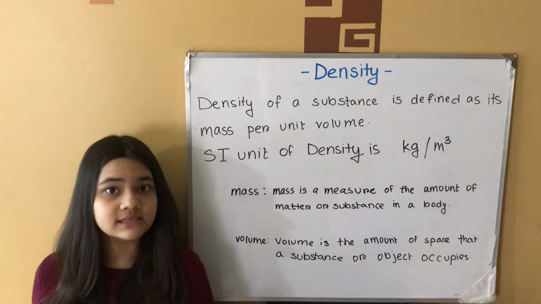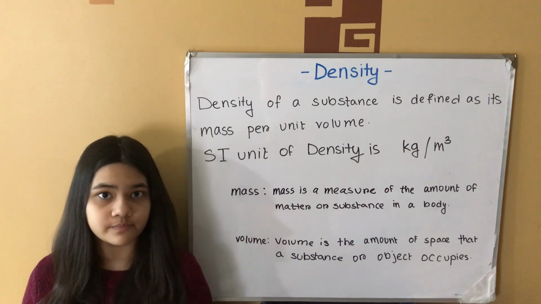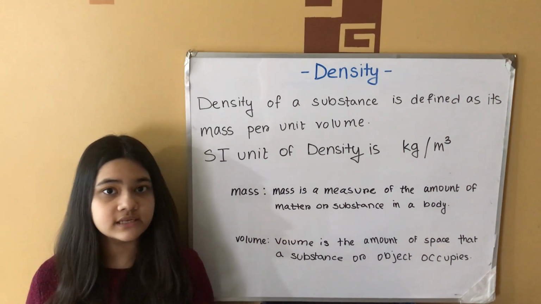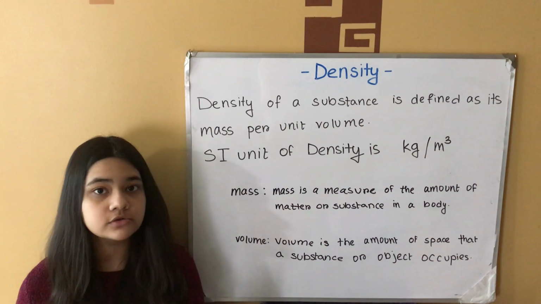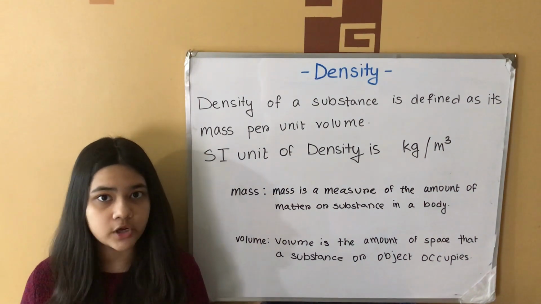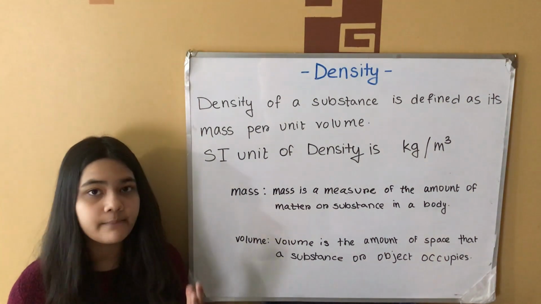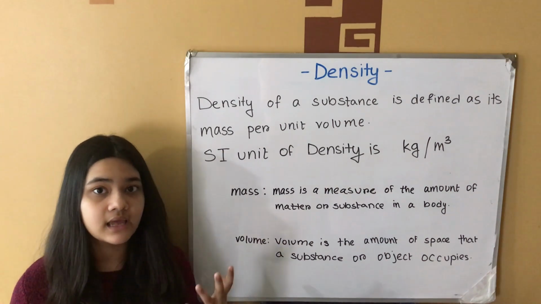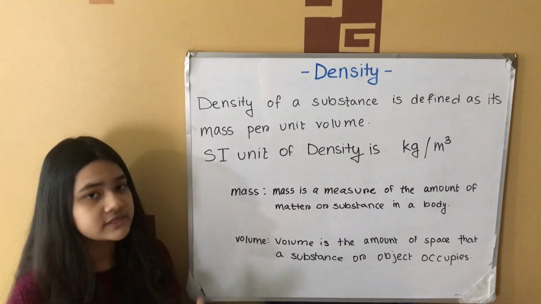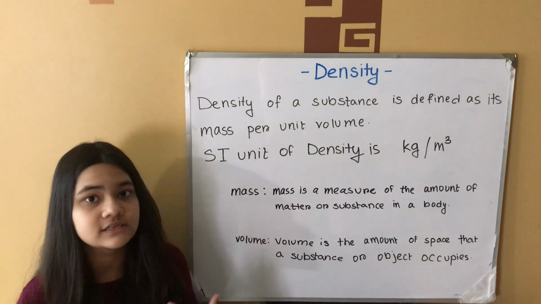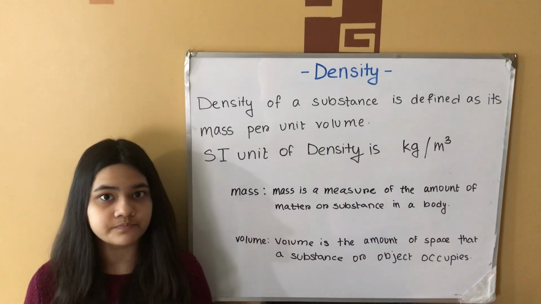Density is how much mass there is in a given volume. So to know density, we have to know two things, mass and volume. Mass is a measure of the amount of matter or substance in a body, and volume is the amount of space that a substance or object occupies. So density of a substance is defined as its mass per unit volume.